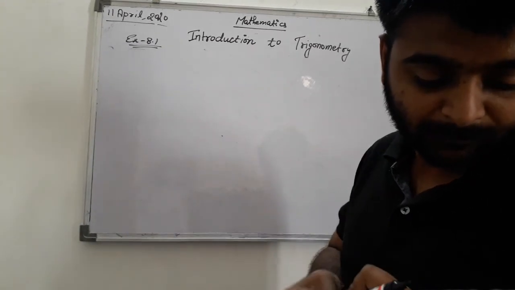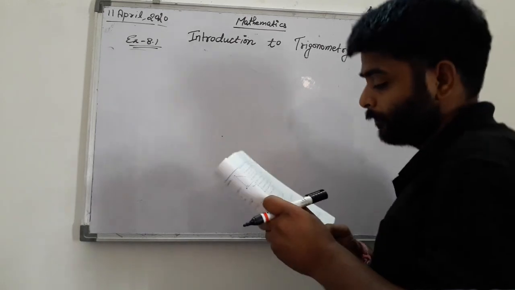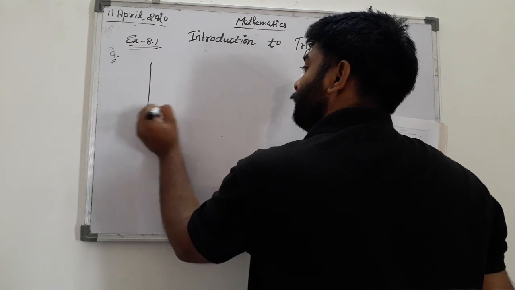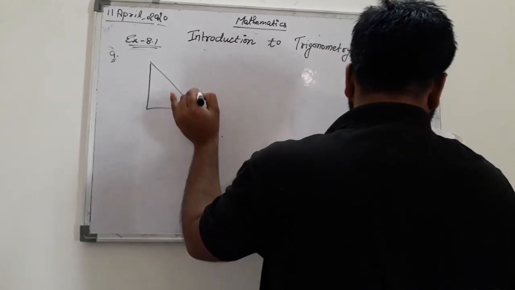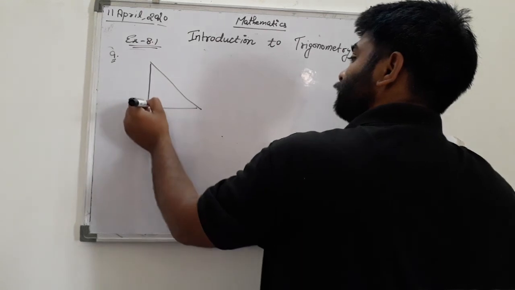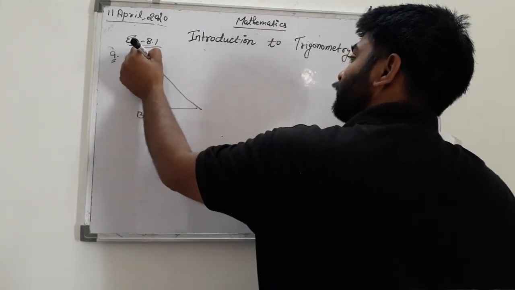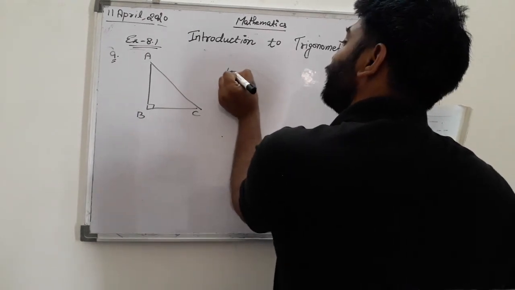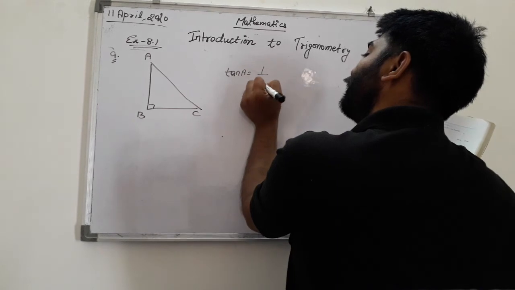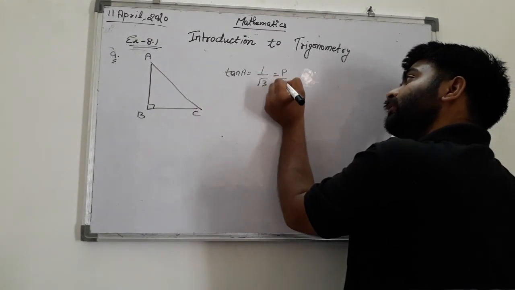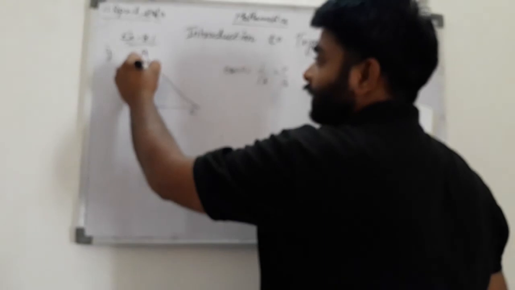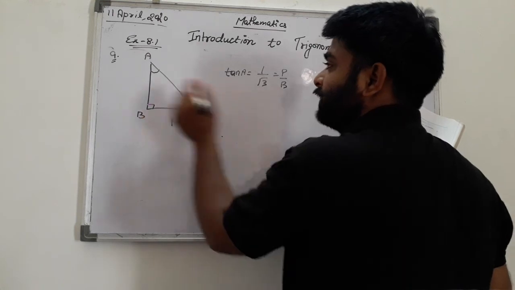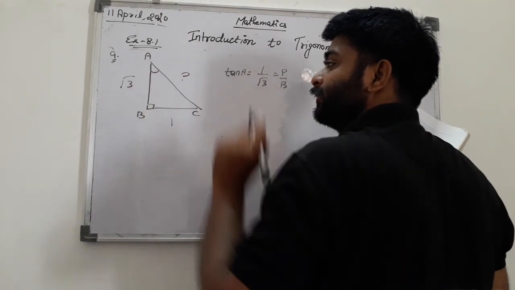Now question number 9. What is it saying? That a triangle ABC is there, right angle at B. What is given? That tan A is equal to 1 upon root 3. So it means class, it's P upon B, and the angle is A. Got it? So perpendicular is 1, base is root 3. We need to find this first of all.